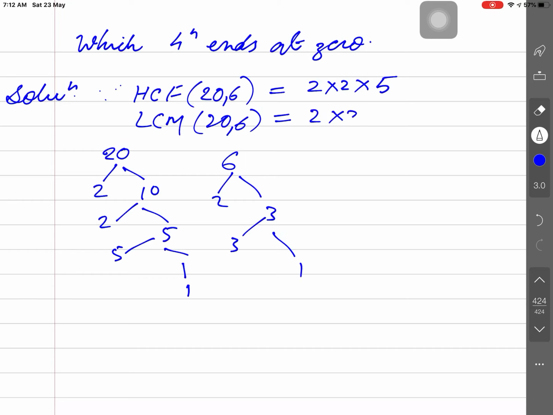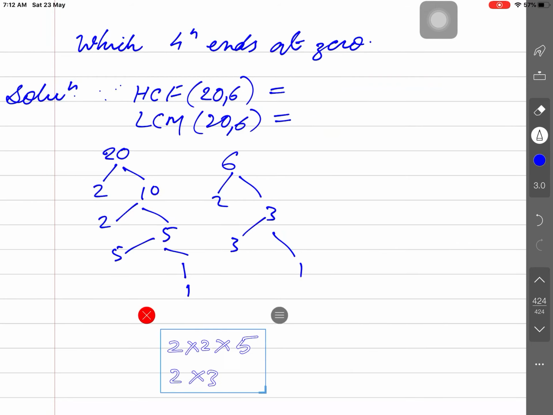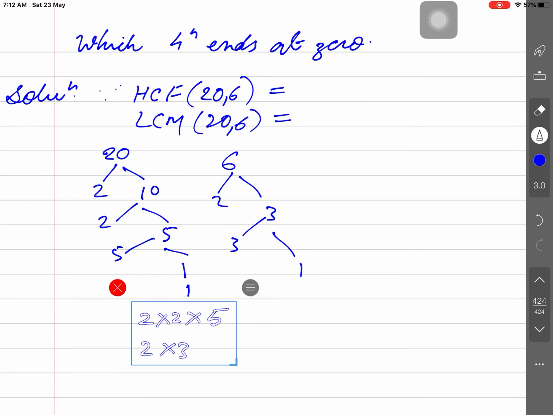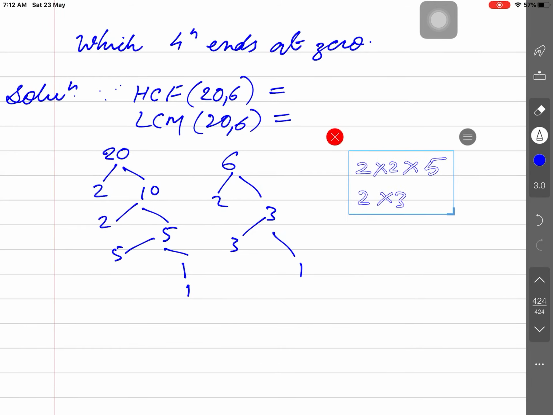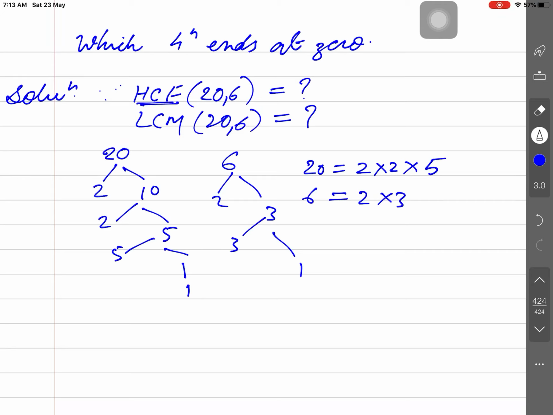So 2 into 3. Now what is HCF? HCF we are to find out here. Let these be the prime factorizations, and the question mark is what we are to find. So this is the prime factorization of 20, and of 6 also. Now see what is common in them. Highest common factor. HCF means highest common factor.